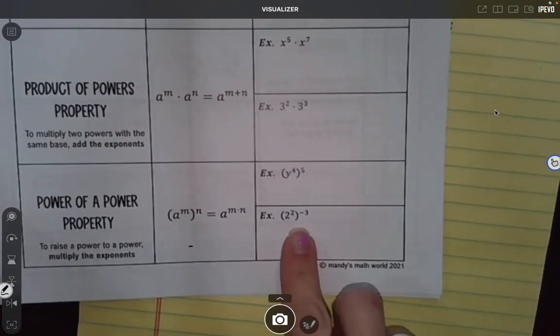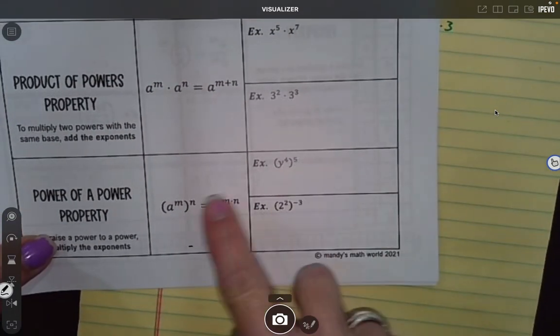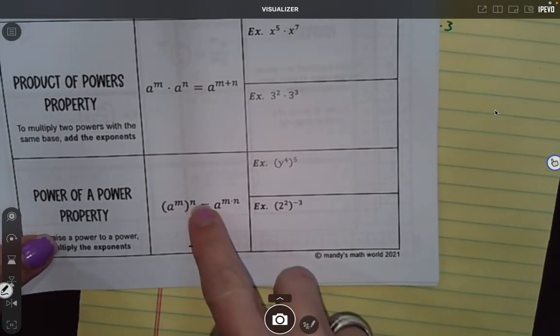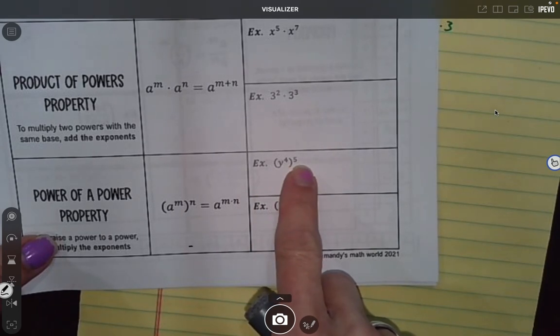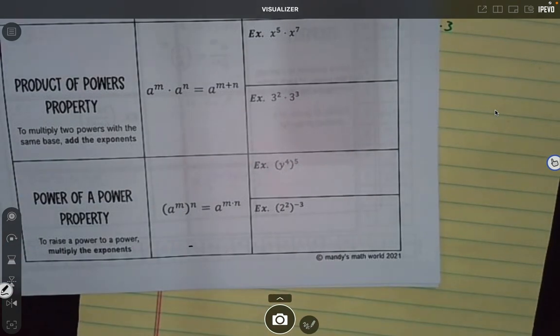Now down here, though, what do you do with these? What does it tell you to do? M times N. You multiply them. Like what's 4 times 5? 20. So you're going to put y to the 20. On this one, you get a negative exponent. Okay, what do you do with that negative exponent? You're going to flip it. Y'all have to finish that one. I didn't finish that one for you. You can't have a negative exponent. You must move it to the other side. Okay?